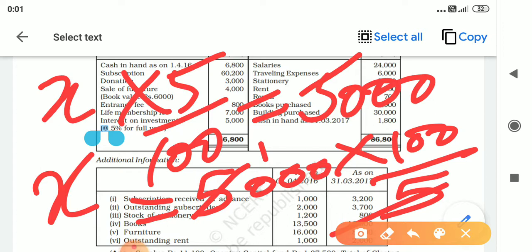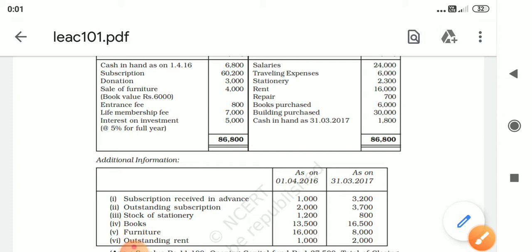Okay. Now where will this investment appear? It will appear on the asset side of both balance sheets, in the opening balance sheet as well as the closing balance sheet. That is the previous year's balance sheet as at 31st March 2016, and the current year's balance sheet as at 31st March 2017. Investment will appear for rupees 1 lakh.